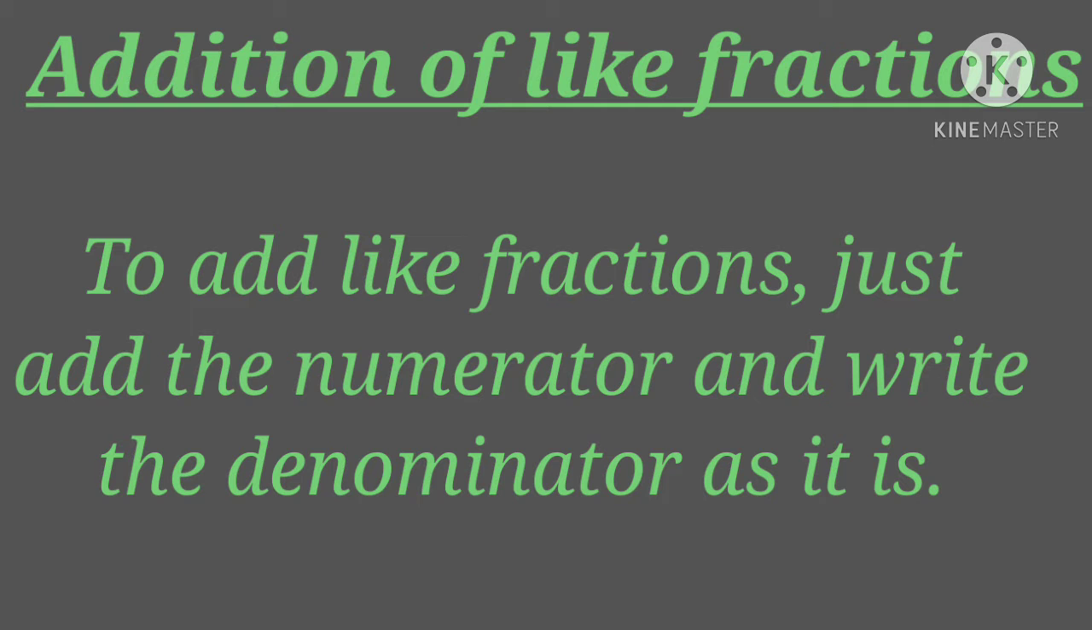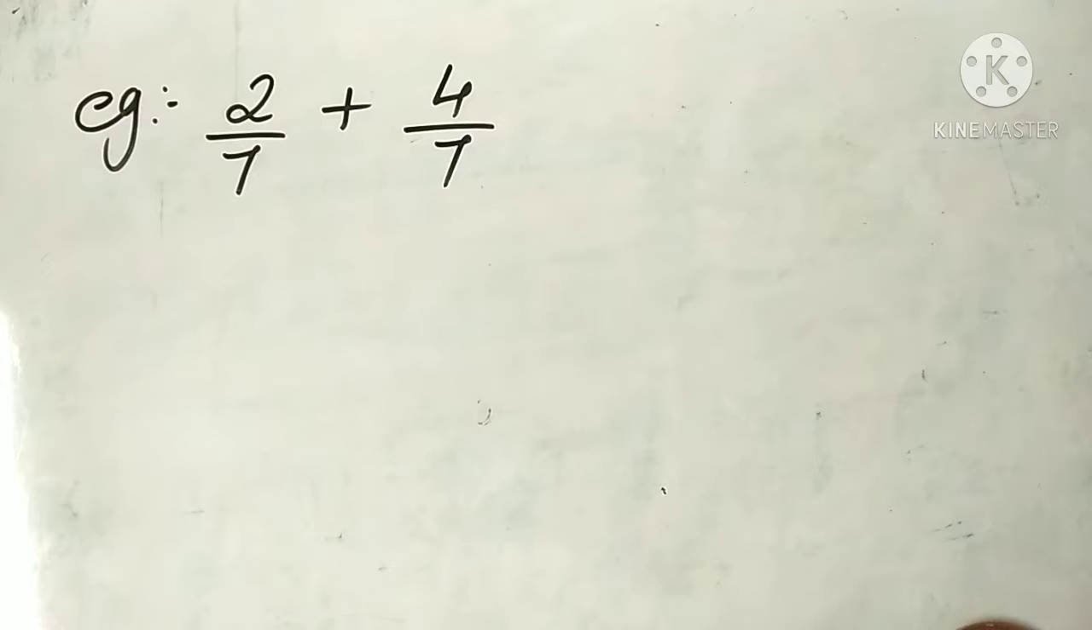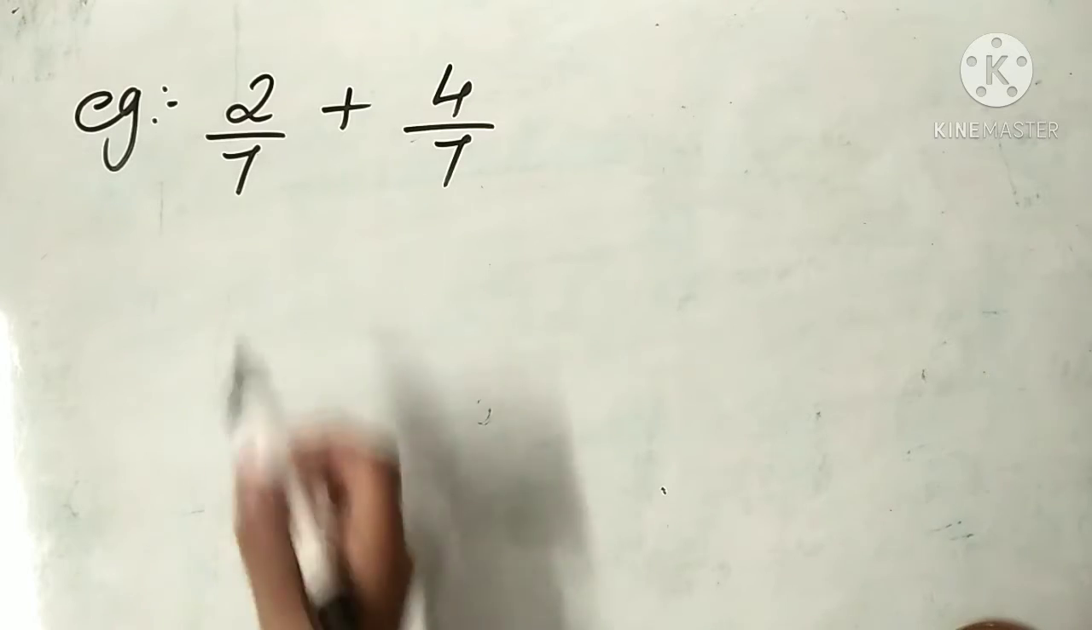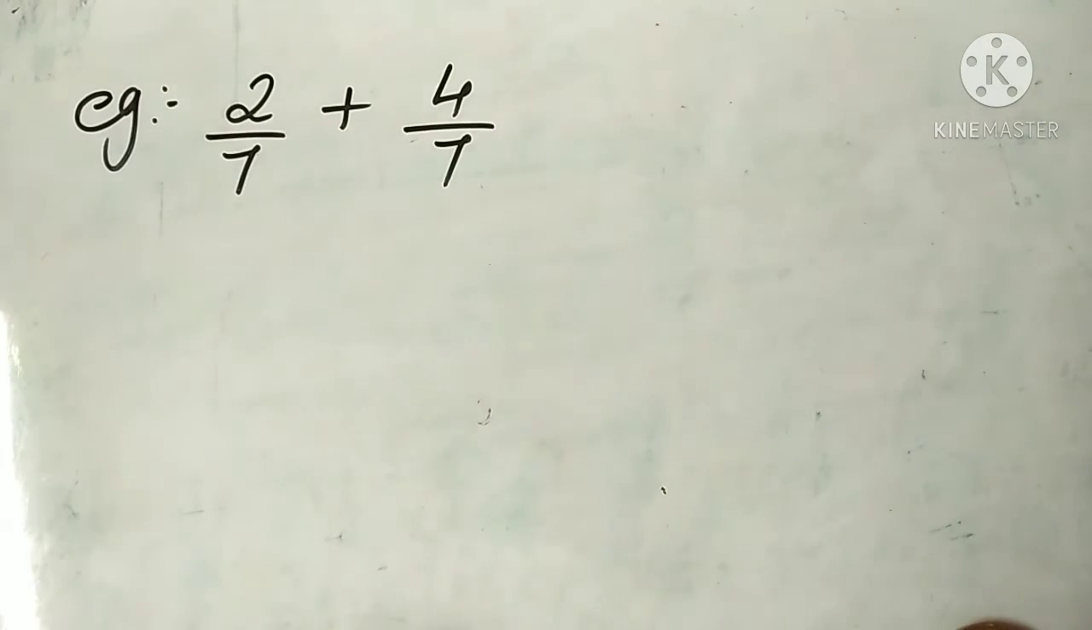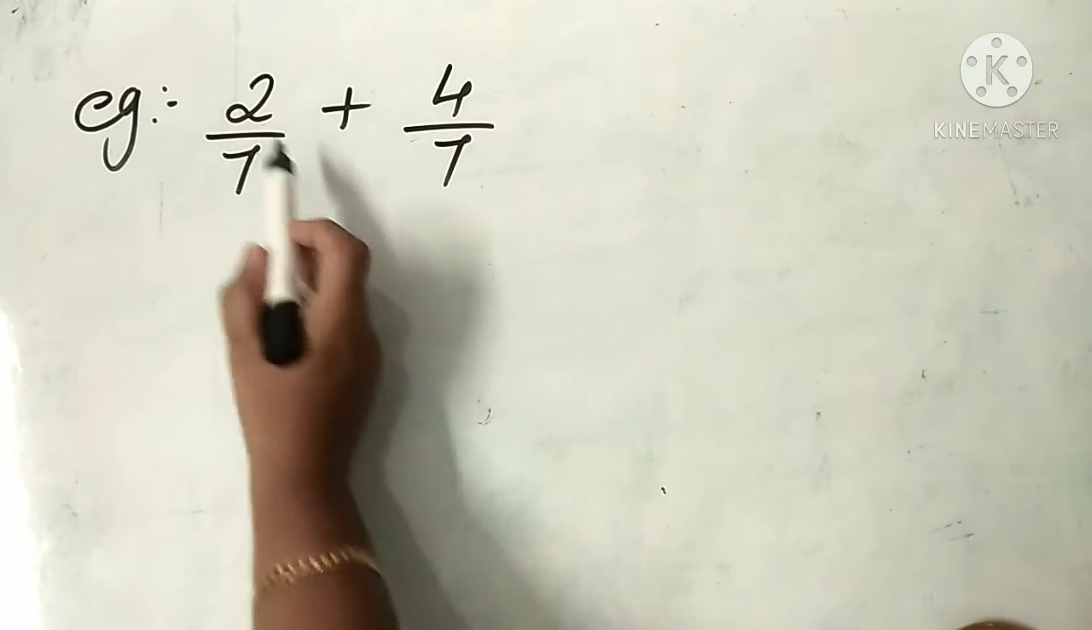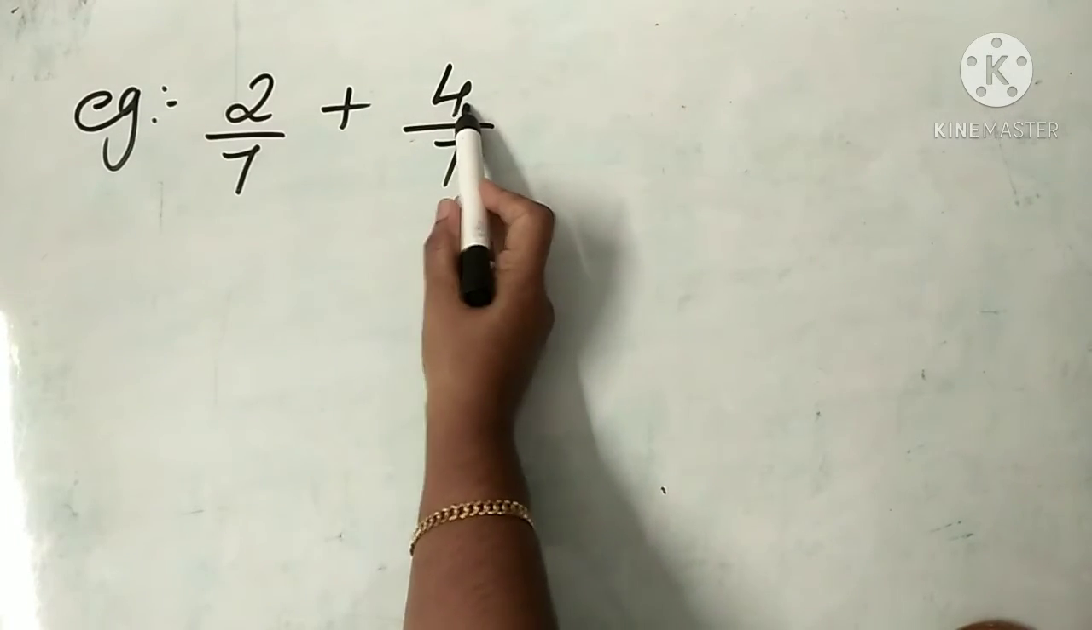Addition of like fractions. To add like fractions, just add the numerator and write the denominator as it is. Example, 2 by 7 plus 4 by 7. When the denominators are same, they are called like fractions. When we add like fractions, we need to just add the numerator.